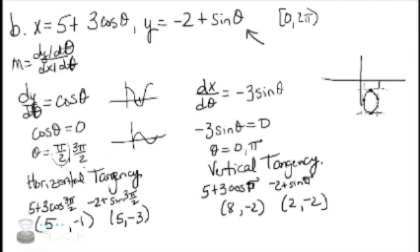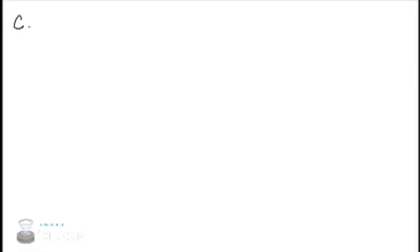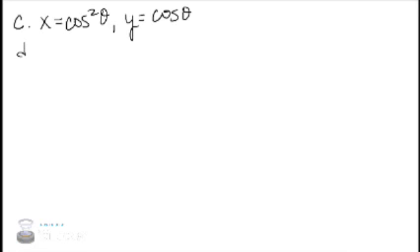Okay, let's look at another example. Part C. We have x equals cosine squared theta, y equals cosine theta. All right, so we're going to use the same procedure. We're still trying to find any points of horizontal or vertical tangency. So we're analyzing dy/dx using the formula dy/dt over dx/dt. All right, so let's go ahead and find these parts of the formula.